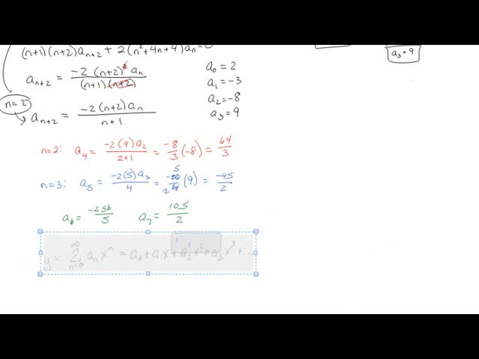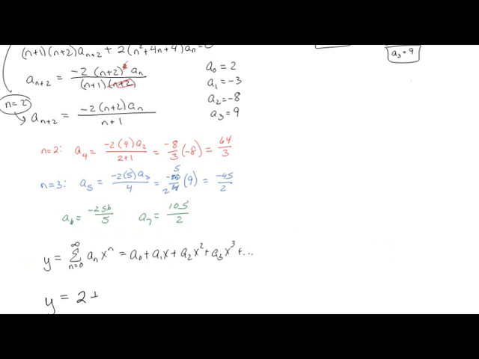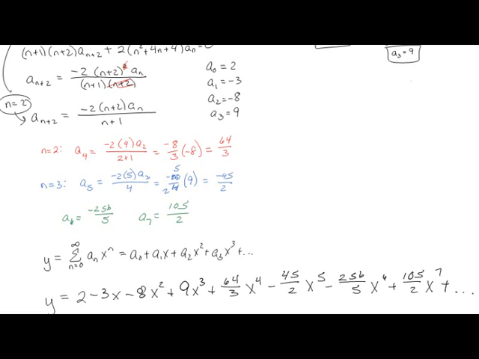thank you, is really and truly that y is equal to a naught, which was 2, plus a1, which was negative 3, times x, and then a2 was negative 8, x squared, a3 was 9, x cubed, a4 was 64 thirds, x to the 4th, and then minus 45 over 2, x to the 5th, minus 256 over 5, x to the 6th, plus 105 over 2, x to the 7th, and more and more and more.